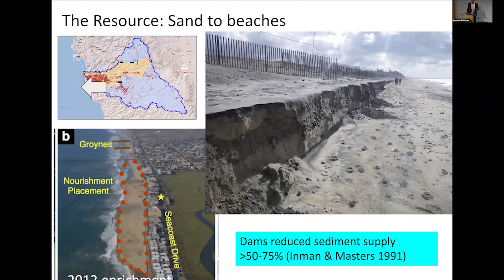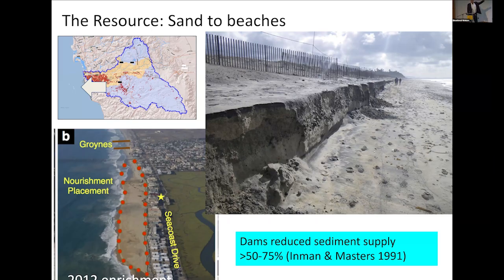So a resource that comes from the basin that we don't often think about is sand. So not only water, but also sand is important for our regional economy. Sand comes from the entire basin and deposits in our beaches. That's why our beaches are here, is sand from the river.